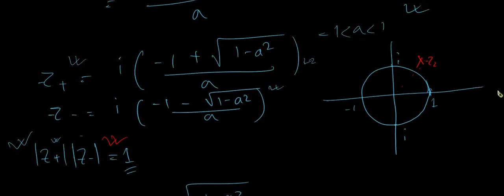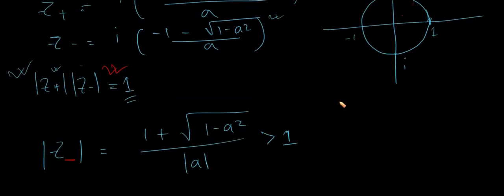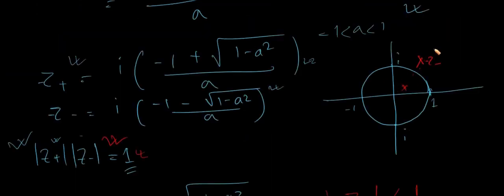So this z minus thing is lying outside the circle, and the way to determine is to just see the modulus of it and the condition that was imposed on a. And now since their z plus modulus times z minus modulus is 1, you will see that the modulus of z plus is less than 1. So that means this z plus lies inside the circle. So we will only need the z plus thing. We don't need the z minus to evaluate the integral.